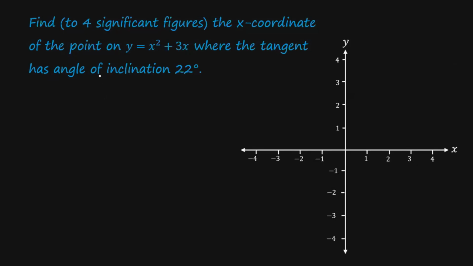Okay, everyone. So in this video, we're going to look at using the derivative to find an angle of inclination, but we're going to do the reverse of what we did in part one. In that part, we started with a curve and a point, and we had to find the angle of inclination that the tangent at that point made with the horizontal. In this video, we're going to do the reverse. We're going to start with an angle, and we need to find the x coordinate this time.